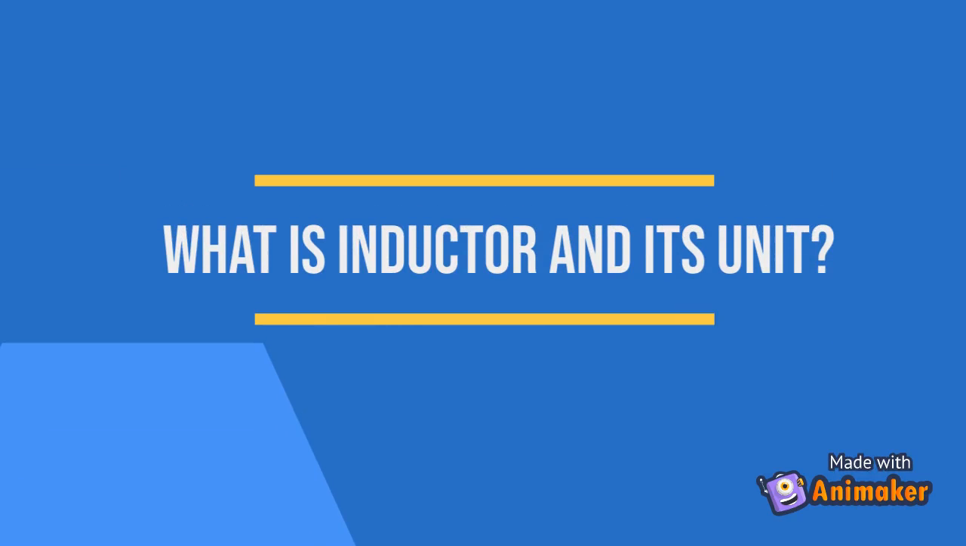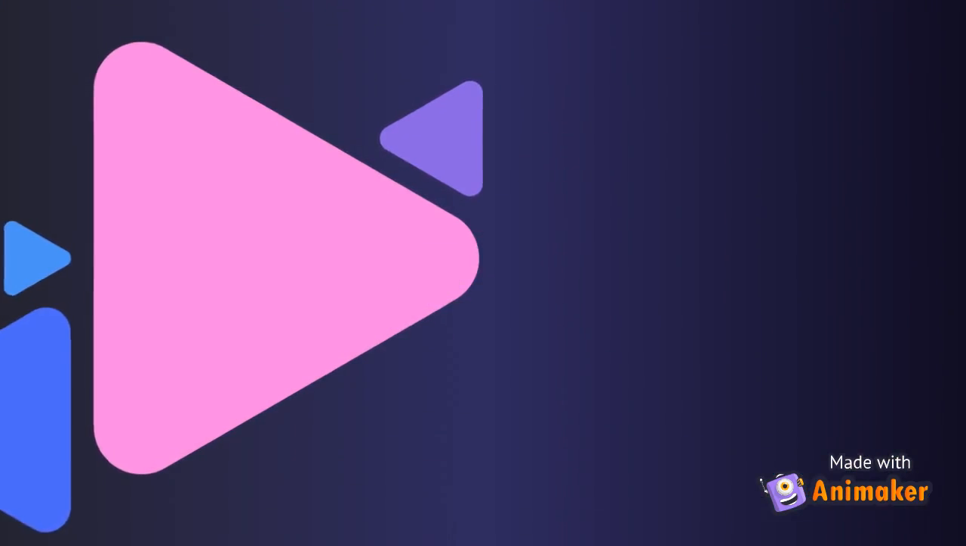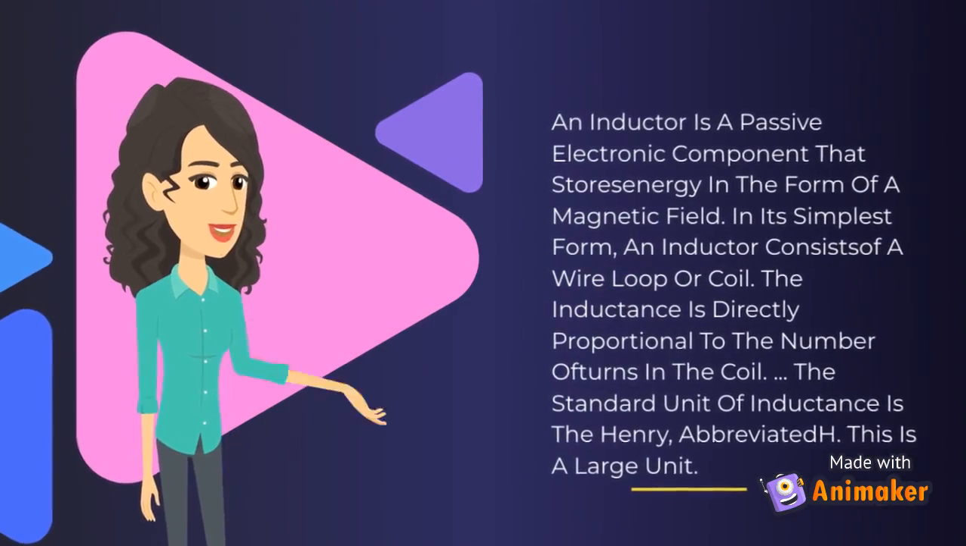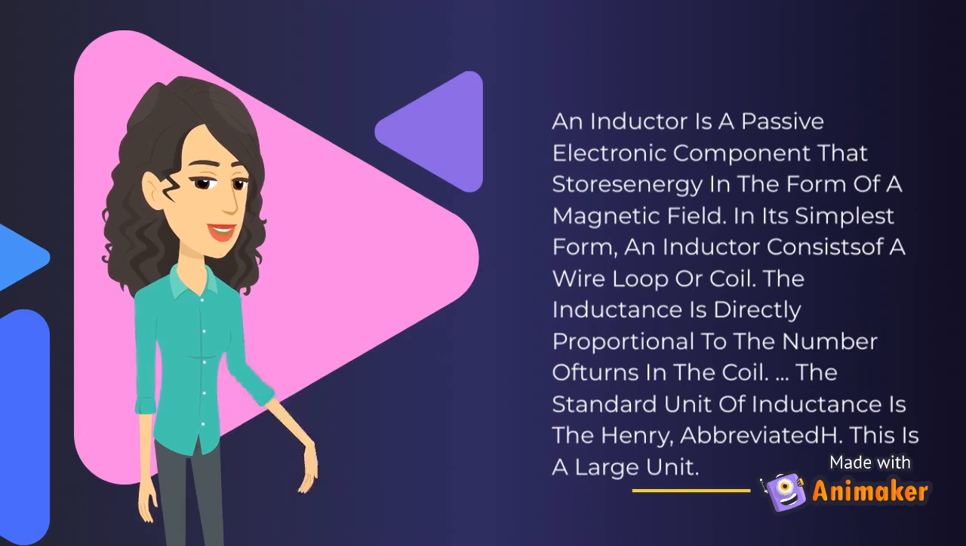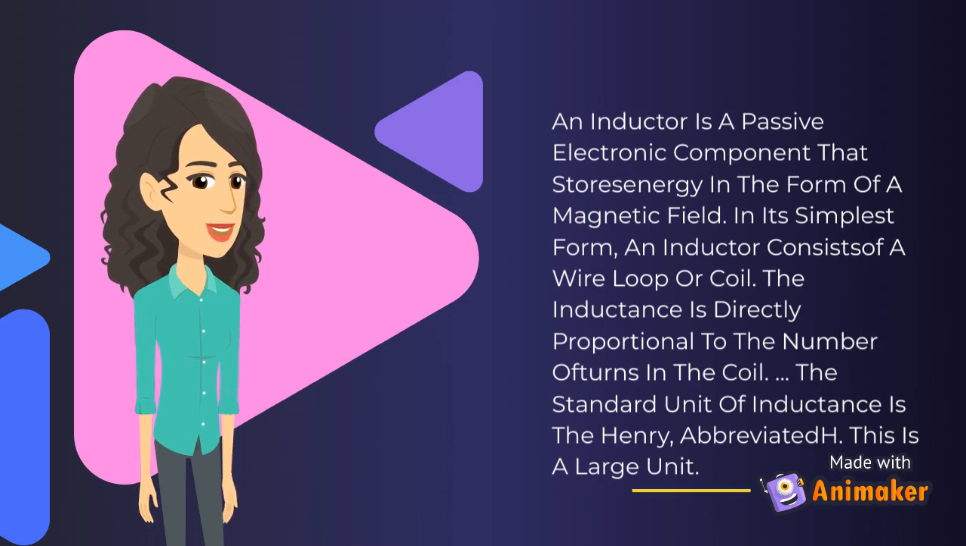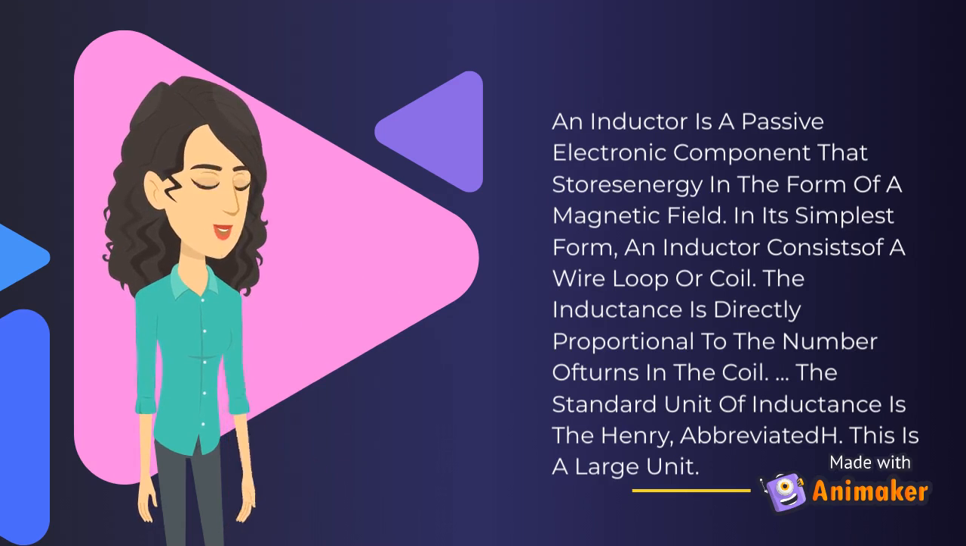What is an inductor and its unit? An inductor is a passive electronic component that stores energy in the form of a magnetic field. In its simplest form, an inductor consists of a wire loop or coil. The inductance is directly proportional to the number of turns in the coil. The standard unit of inductance is the Henry, abbreviated H. This is a large unit.